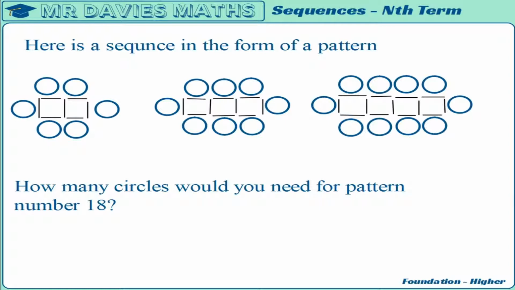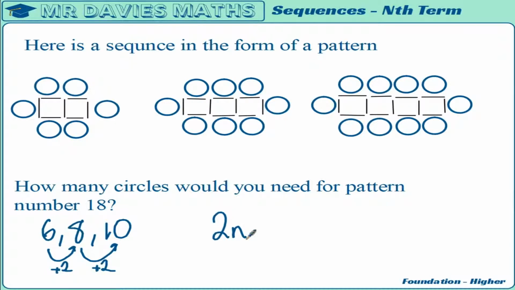Part B then. This time it says how many circles would you need for pattern number 18. So I'm not really looking at the matchsticks anymore, just the circles on their own. So we've got 6 circles for pattern number 1, 8 for number 2, and 10 for pattern number 3. This pattern is going up in 2s. So I'm going to say it's the 2 times table.